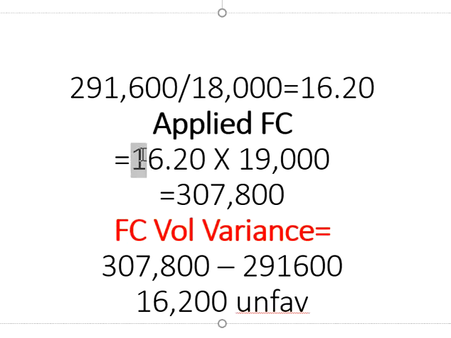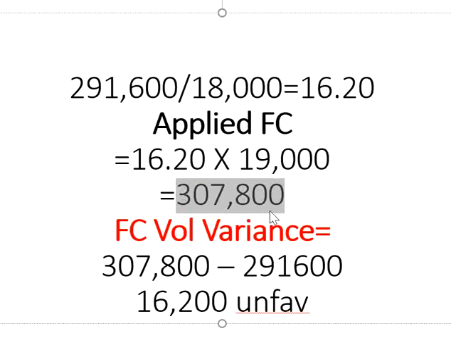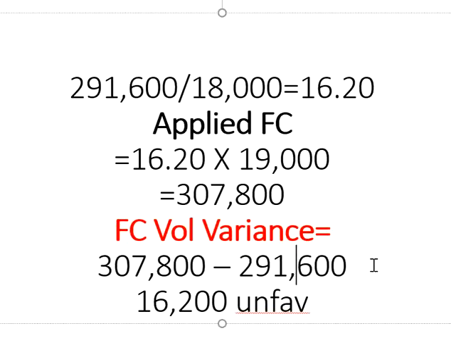After we calculated the rate, as I've shown you before, what is the per unit cost? This one multiplied by the actual volume. This is what we call applied fixed cost based on actual volume. Very important. But what was our budget? It was this one given previously, 291,600. So now the fixed cost volume variance is this minus this, which is 16,200, right?